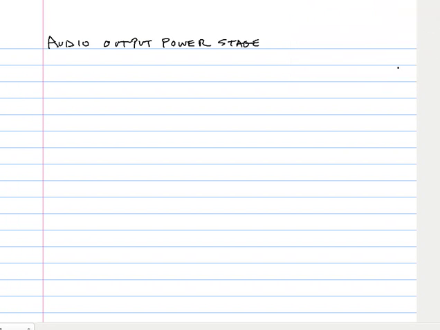Today we're going to look at an audio output power stage. We often would like to drive a very low resistance with an amplifier. And this is because a quality speaker has an impedance, or a resistance, that's approximately somewhere between 4 ohms and 10 ohms, depending upon how good the speaker is, how big the speaker is, and the mechanisms that are internal to the speaker.